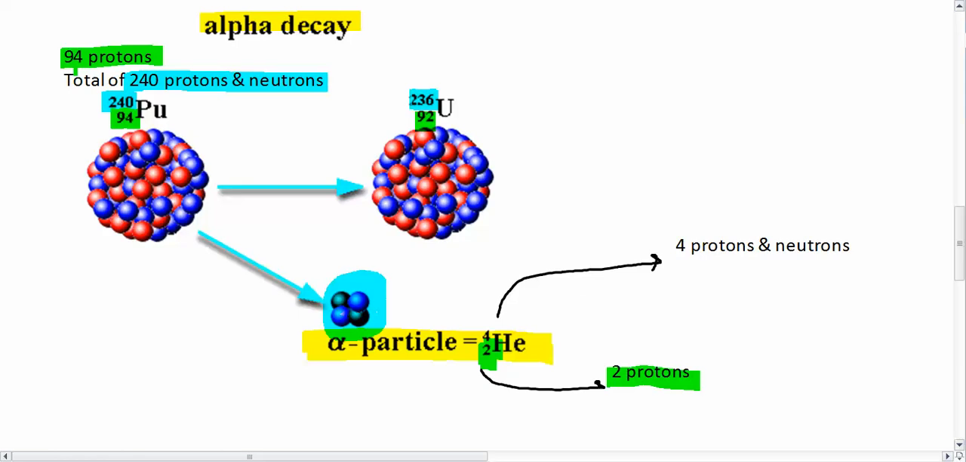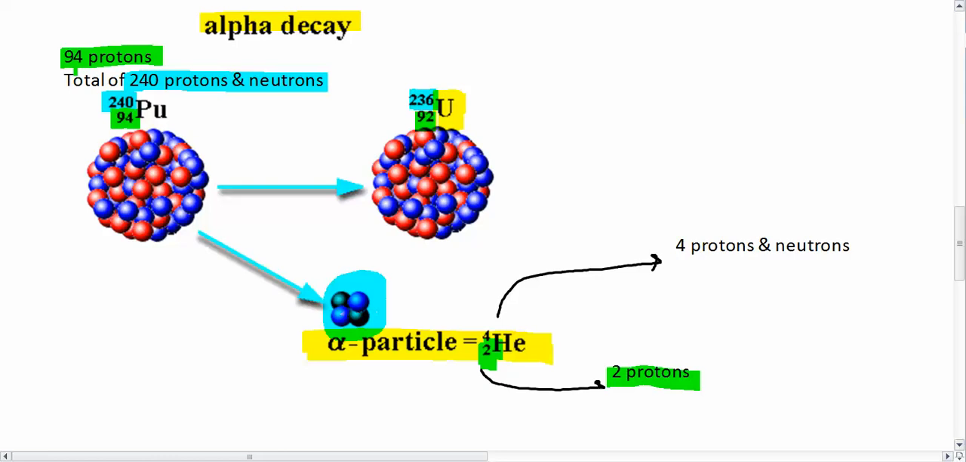The mass number goes from 240 to 236 because in total, 4 particles are lost. Now, remember how I said plutonium is only plutonium because it has 94 protons? Well, if it now has 92 protons, it's not plutonium anymore. So how do I know it's uranium?